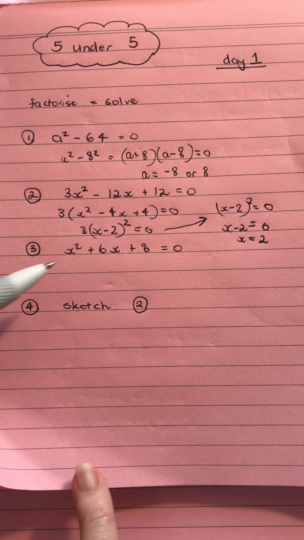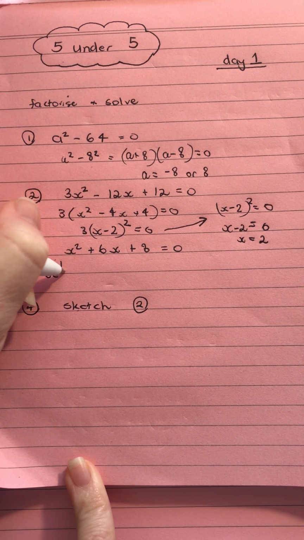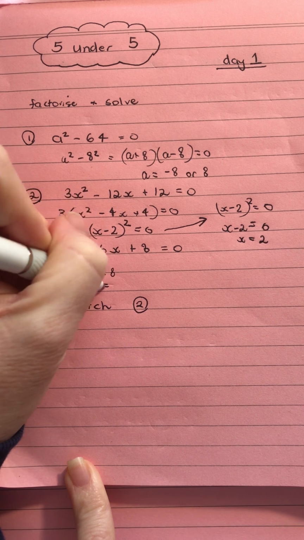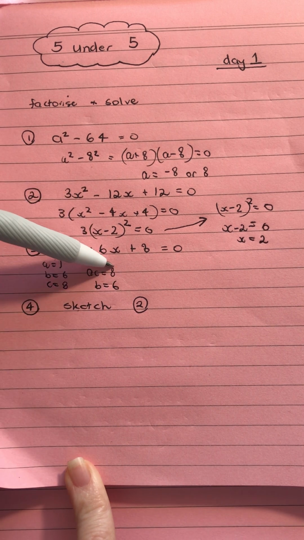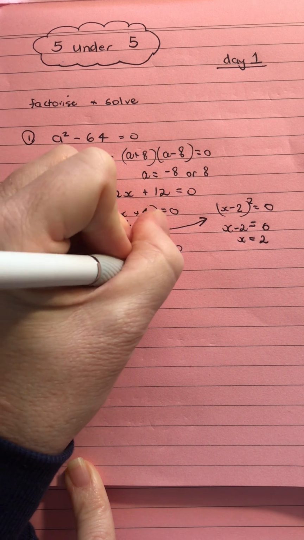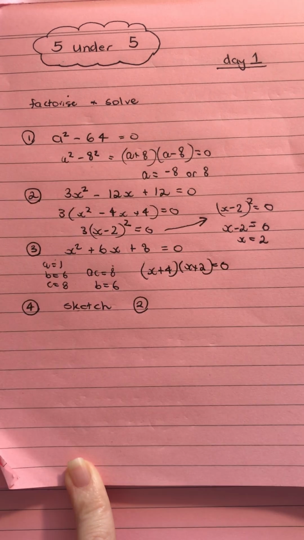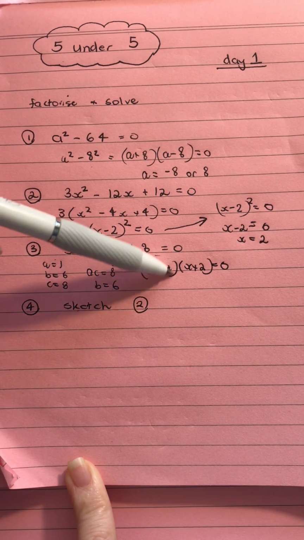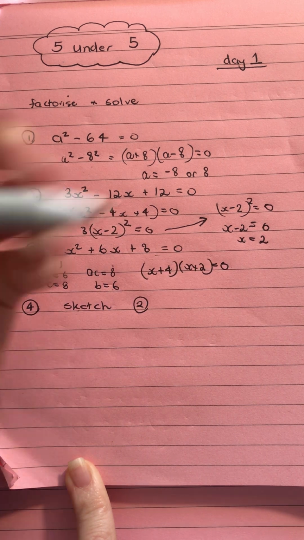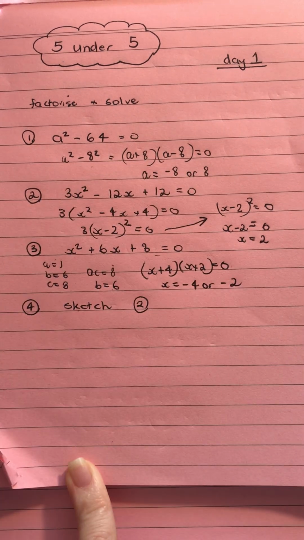Then I've got number 3, which is just a monic quadratic, where my a is equal to 1, b is equal to 6, c is equal to 8, so my AC is equal to 8, and my b is equal to 6. So I want 2 numbers that multiply to give 8, but add to give 6, so they're 4 and 2, and I can pop them straight in, and write (x plus 4)(x plus 2) equals 0. Using my null factor law, I can then say that x plus 4 must be equal to 0, or x plus 2 is equal to 0. So that means my x is equal to negative 4 or negative 2.